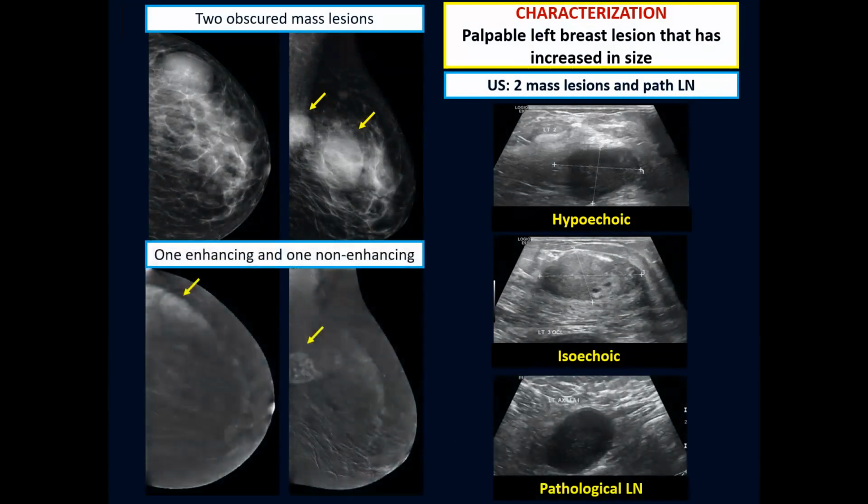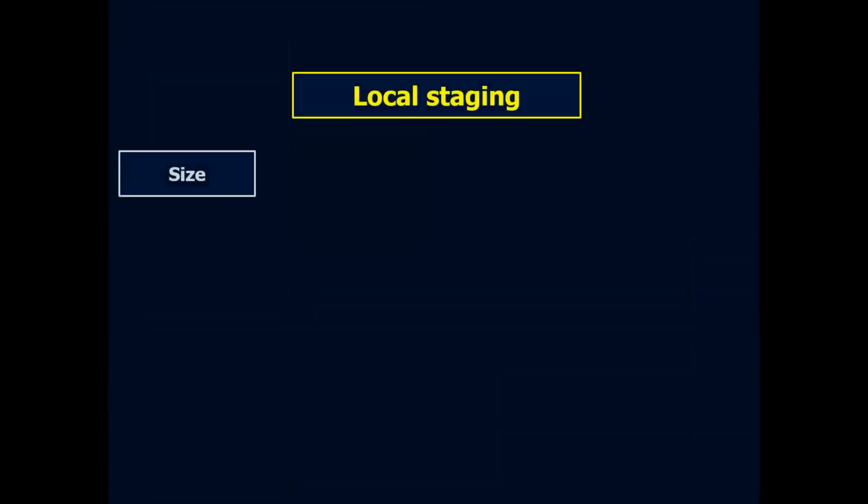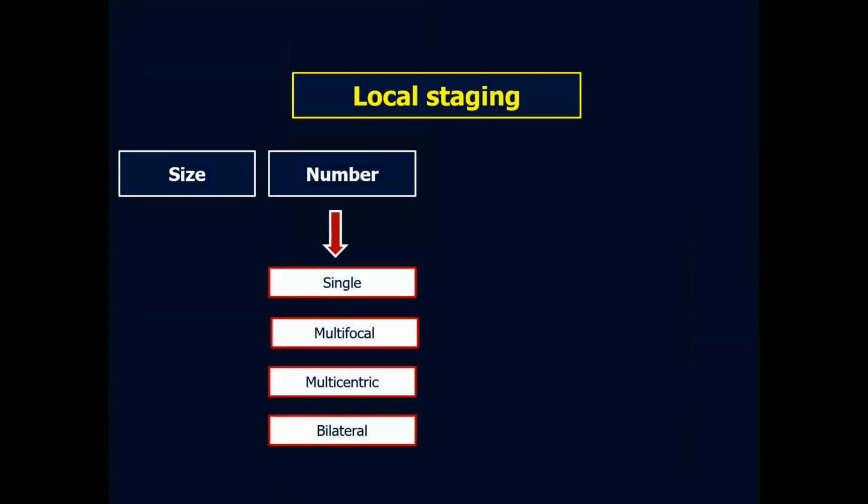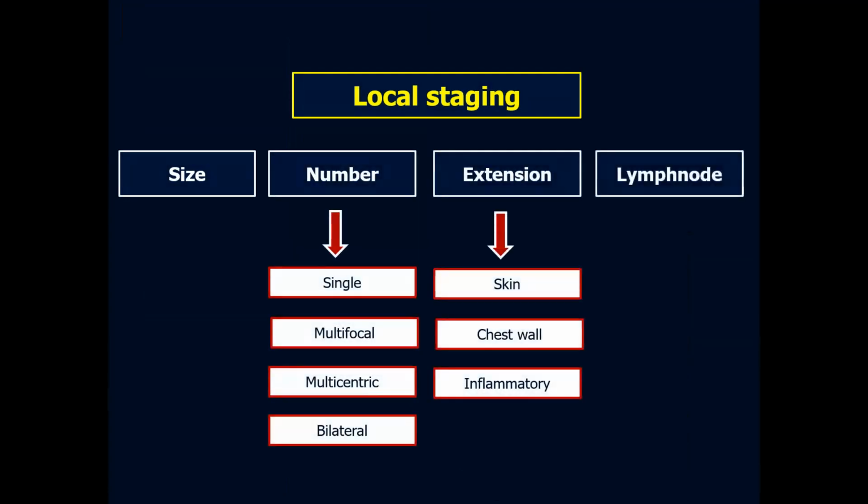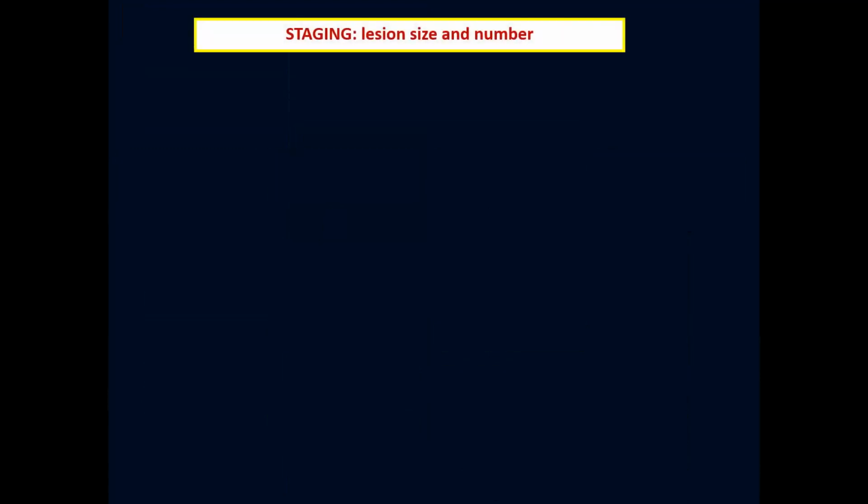This was the contrast mammogram, and one of these lesions showed contrast uptake, and the other one was non-enhancing. A biopsy was taken, and the non-enhancing lesion was a fibroadenoma, and the enhancing one was an invasive duct carcinoma. For local staging, we should describe the size of the lesion, the number of lesions, the extension of the lesions, and the lymph node status.